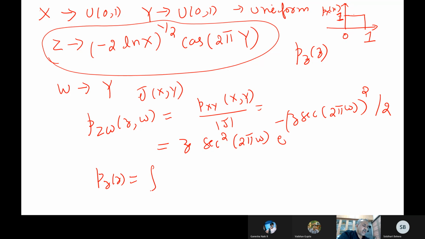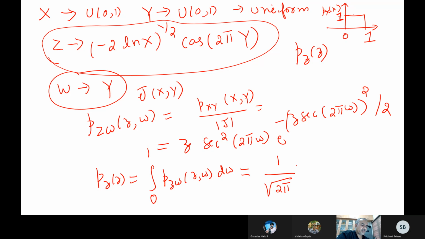Okay, so this you have to integrate over because it's a uniform distribution, w is the same as y, and y also lies from 0 to 1. Okay, so you integrate this entire expression, dw, and you will get a nice term like this: 1 by root of 2 pi e to the power of minus z square by 2. So this is the value you get.